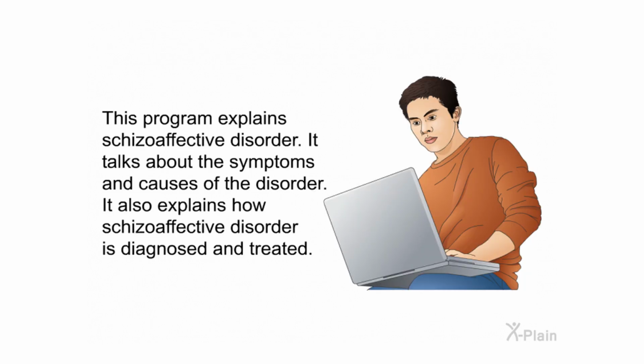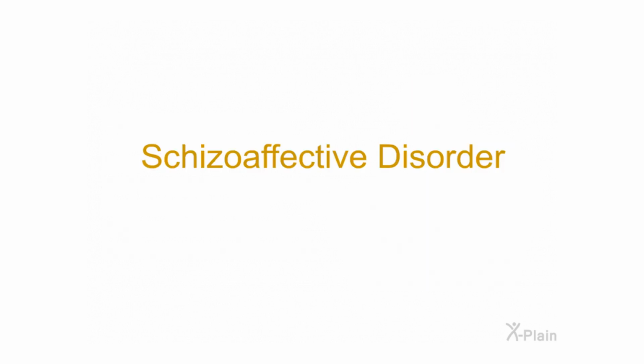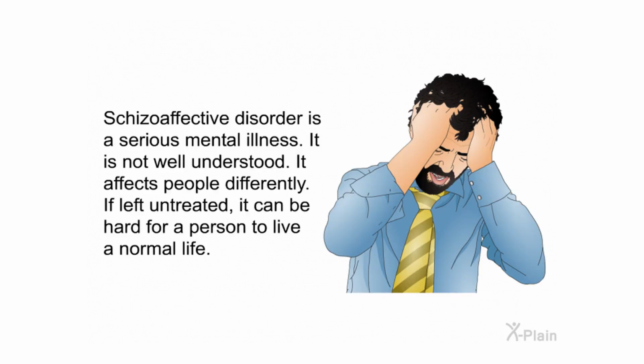This program explains schizoaffective disorder. It talks about the symptoms and causes of the disorder. It also explains how schizoaffective disorder is diagnosed and treated. Schizoaffective disorder. Schizoaffective disorder is a serious mental illness. It is not well understood. It affects people differently. If left untreated, it can be hard for a person to live a normal life.